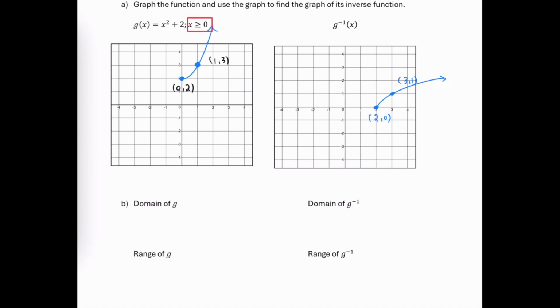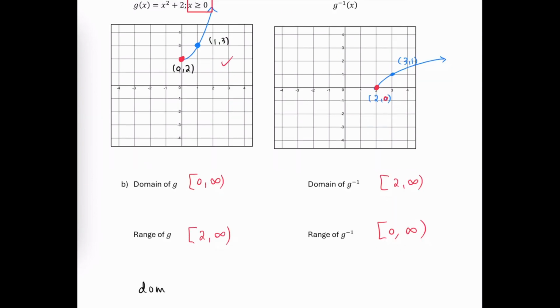With this domain restriction, the domain of g is now 0 to positive infinity. And based on the graph, we can see that the range of g is from 2 to positive infinity, including both the 0 and the 2 because this point is part of that collection. Notice looking at the graph of g inverse that the domain starts at the element 2 and goes off to positive infinity, and the range starts at the y value 0 and goes off to positive infinity. And here again we want to draw your attention to the fact that the domain of the original function is equal to the range of the inverse, and the range of the original function is equal to the domain of the inverse.